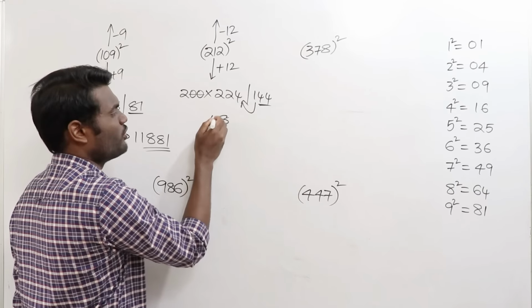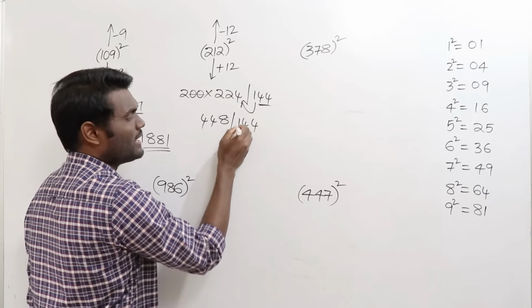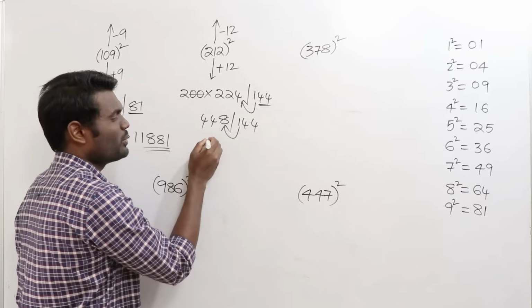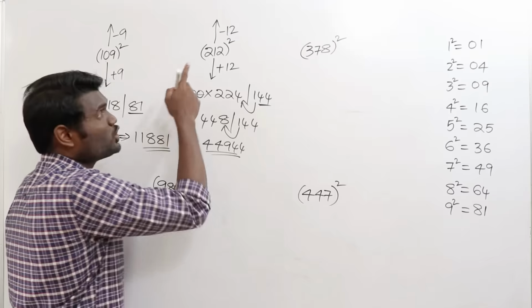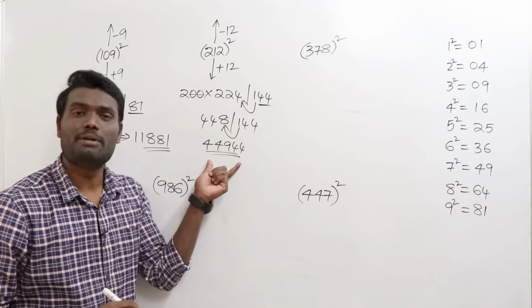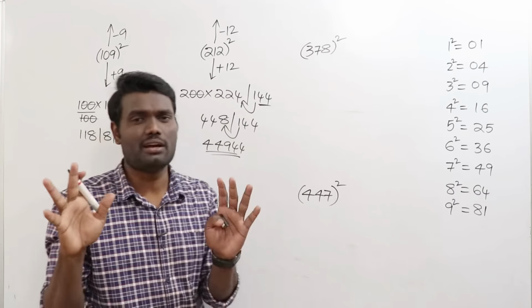8. 2 into 2, 4. Now it is going to be 144. Now this is going to be carry. Now when you add this one, this will be 4, 9, 4, which means 212 whole square will be 494. It's really simple. However, when the number is bigger, it's still simple.